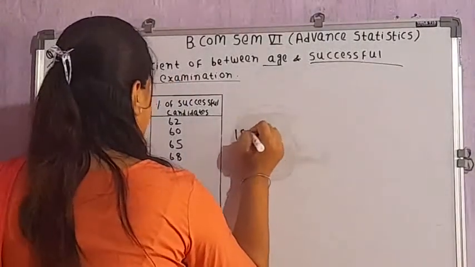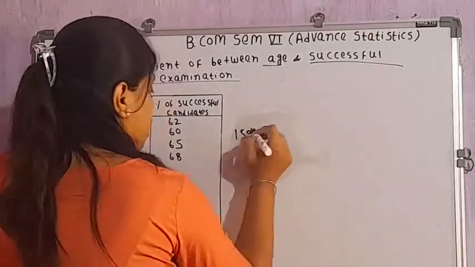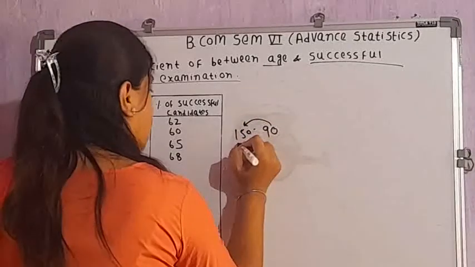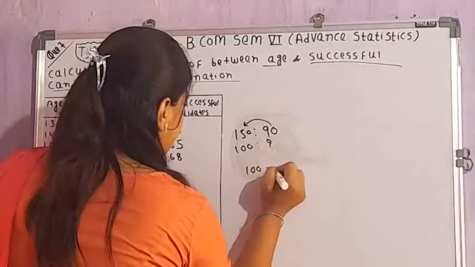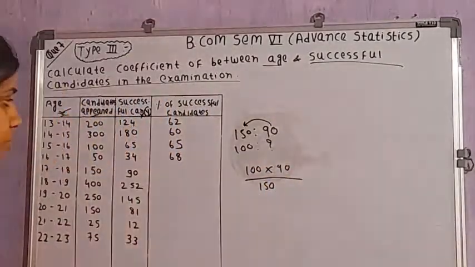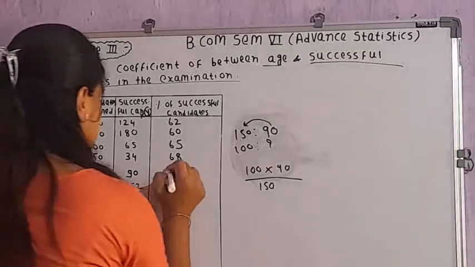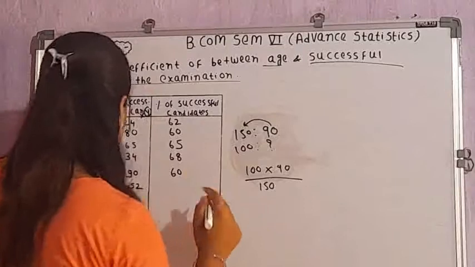We will write 150, out of which 90 have passed. So 90 out of 150, how many out of 100? So it's 100 into 90 divided by 150. So we will get 60. Here again 60.